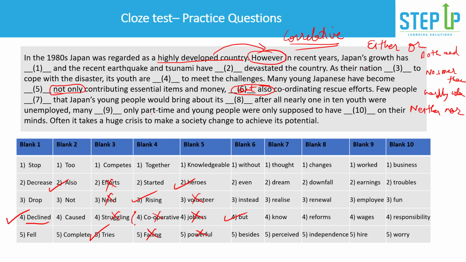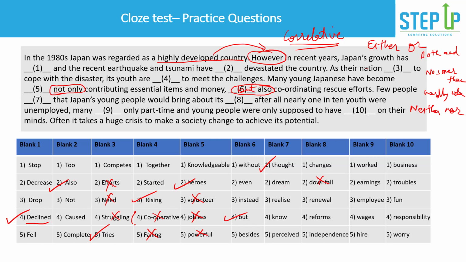Now seventh, few people dash that Japan's young people would bring about its dash. After all, nearly 1 in 10 youth were unemployed. Many dash only part-time, young people were only supposed to have something. So it's like few people expected these young people to really rise to the occasion and do something, but they have really done something different. And it often takes a huge crisis to make a society achieve its full potential, right? So few people thought, dream, realize, know, perceive, thought, right? Few people expected, that means few people thought that Japan's young people would bring about its changes.